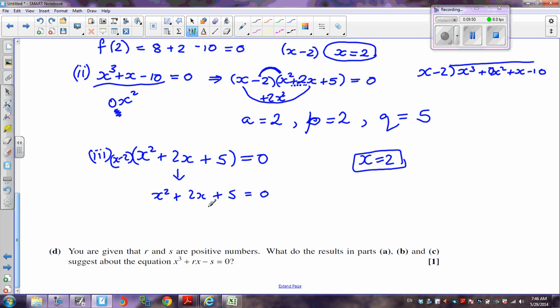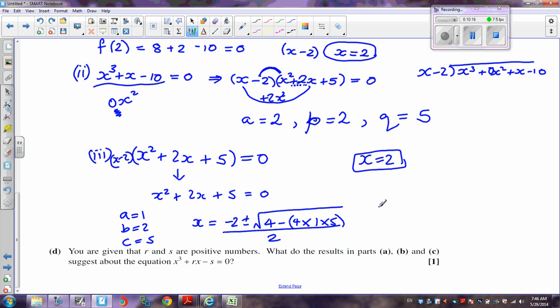Now I'm going to try solving that, and I know that I can use the quadratic formula where a is 1 and b is 2 and c is equal to 5. And if I start solving that, well, x is equal to minus b, so that's minus 2, plus or minus the square root of b squared, well, that's 2 squared, which is 4, minus 4 times 1 times 5. Now, there's no need to go any further. If you look at the square root here, it becomes the square root of 4 minus 20, which is the square root of minus 16.